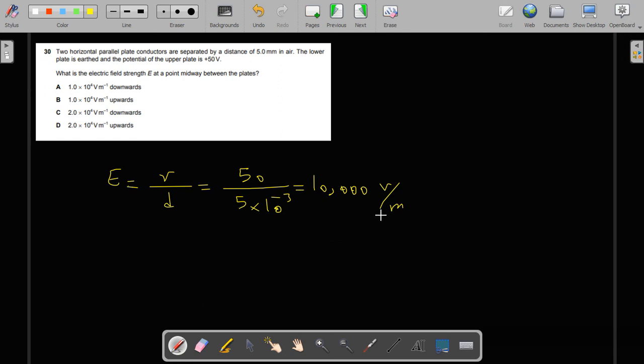Now it is said the lower plate is earthed. The upper plate has positive 50 volt and the lower plate is earthed, so it means its voltage is 0. We know that the direction of electric field is from positive or higher voltage to lower voltage. So the direction of electric field will be from up to down. So you can say downwards. That's why A is right. Question 30, A is right.